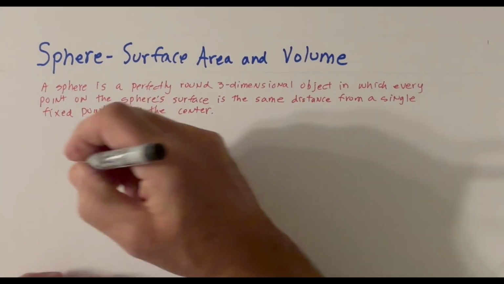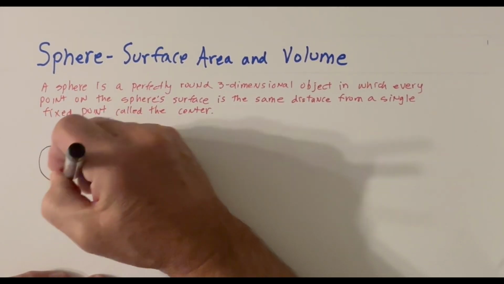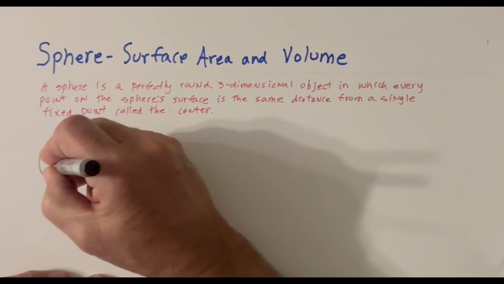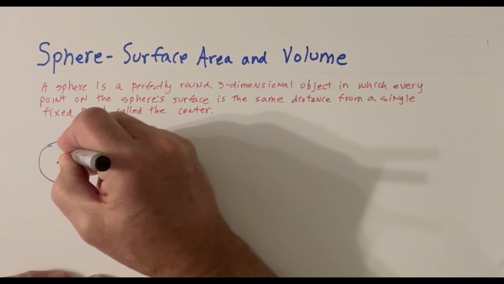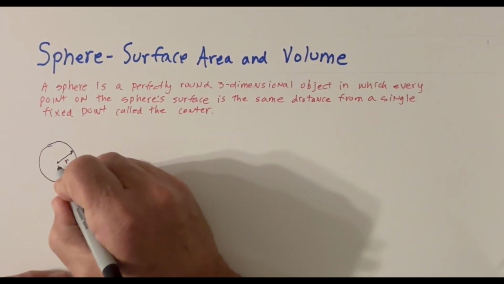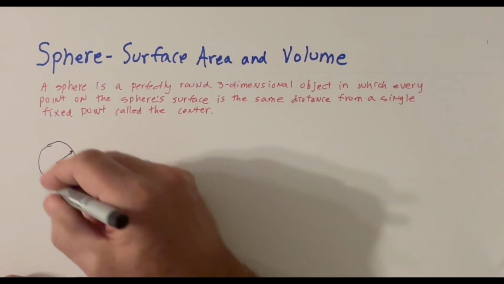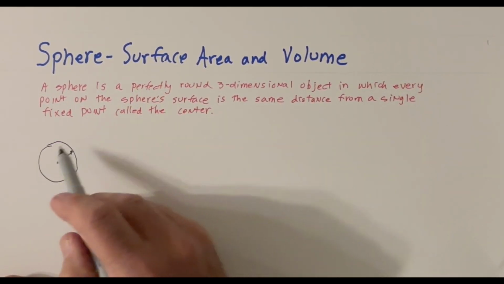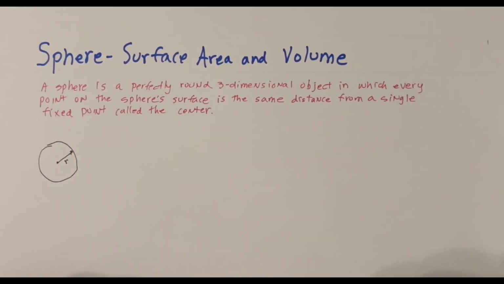All right, I'll draw a little picture of a sphere here. It's a three-dimensional object, it's kind of hard to tell. There's the radius and there's that center I spoke about, and this is the surface. And all the points on the surface are equal distance from that point.